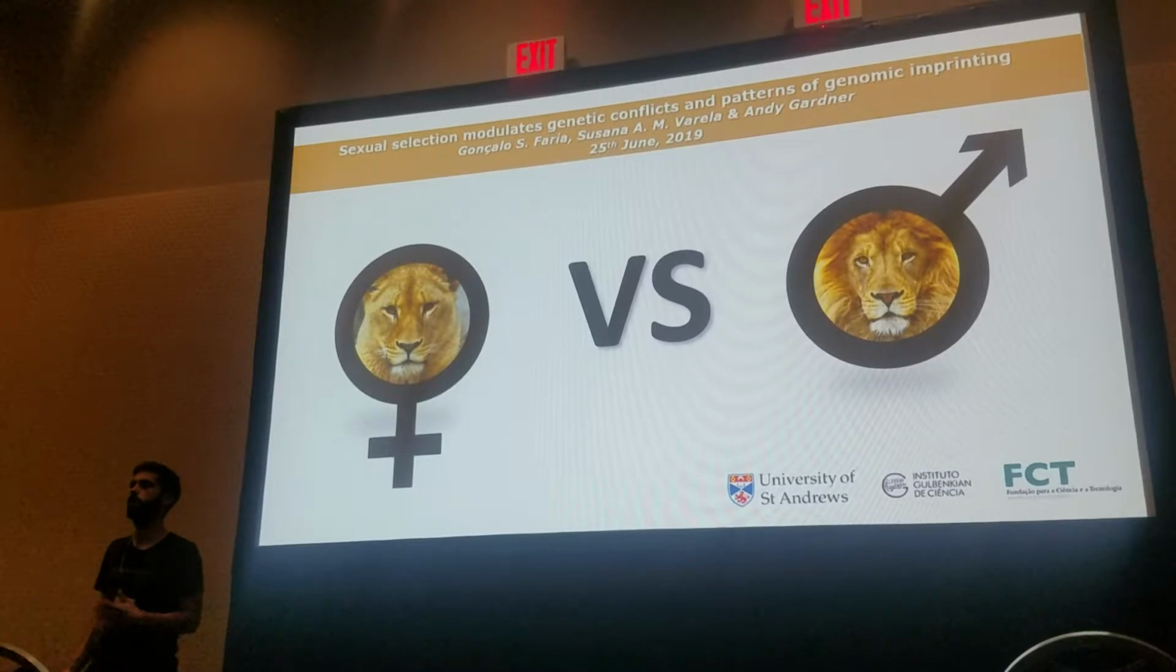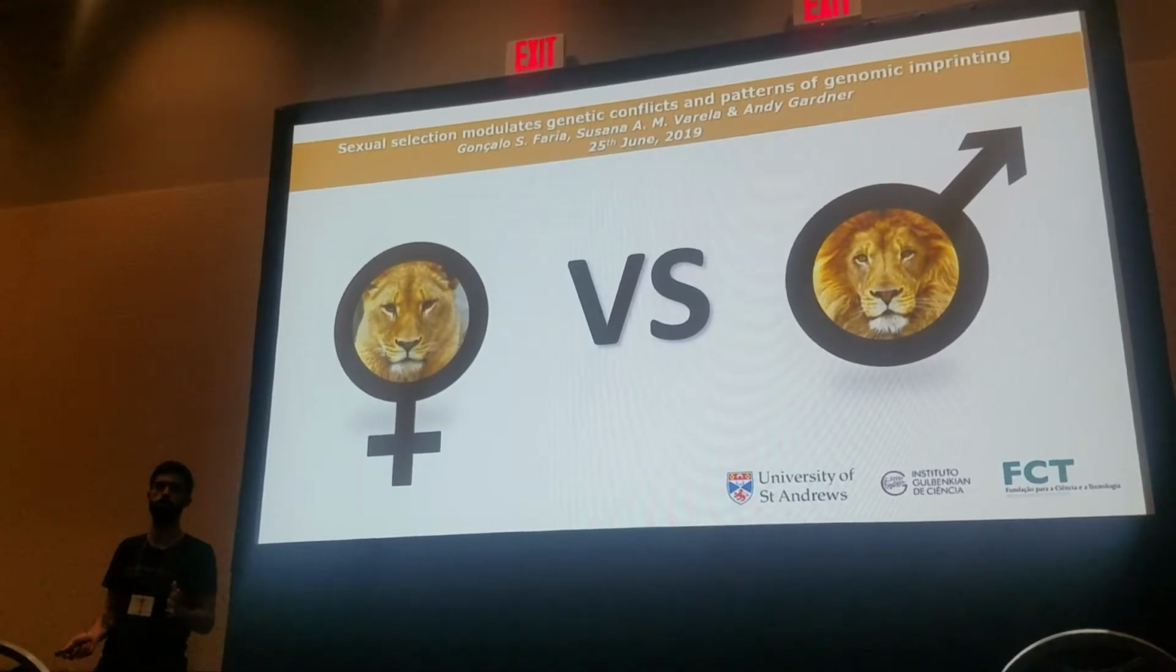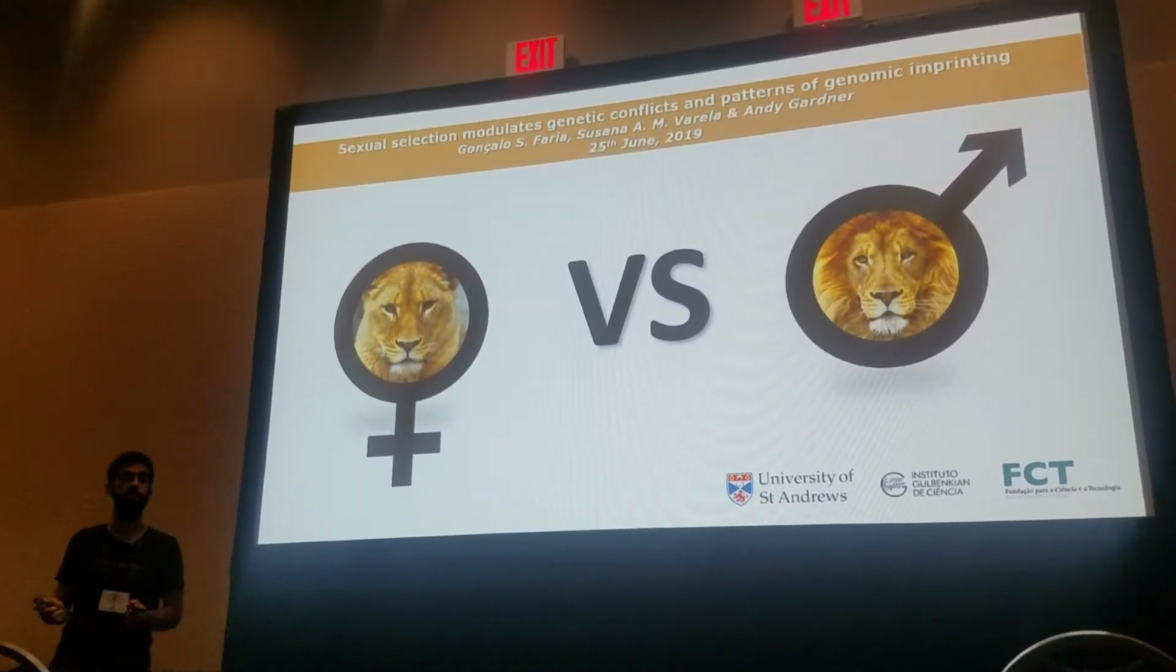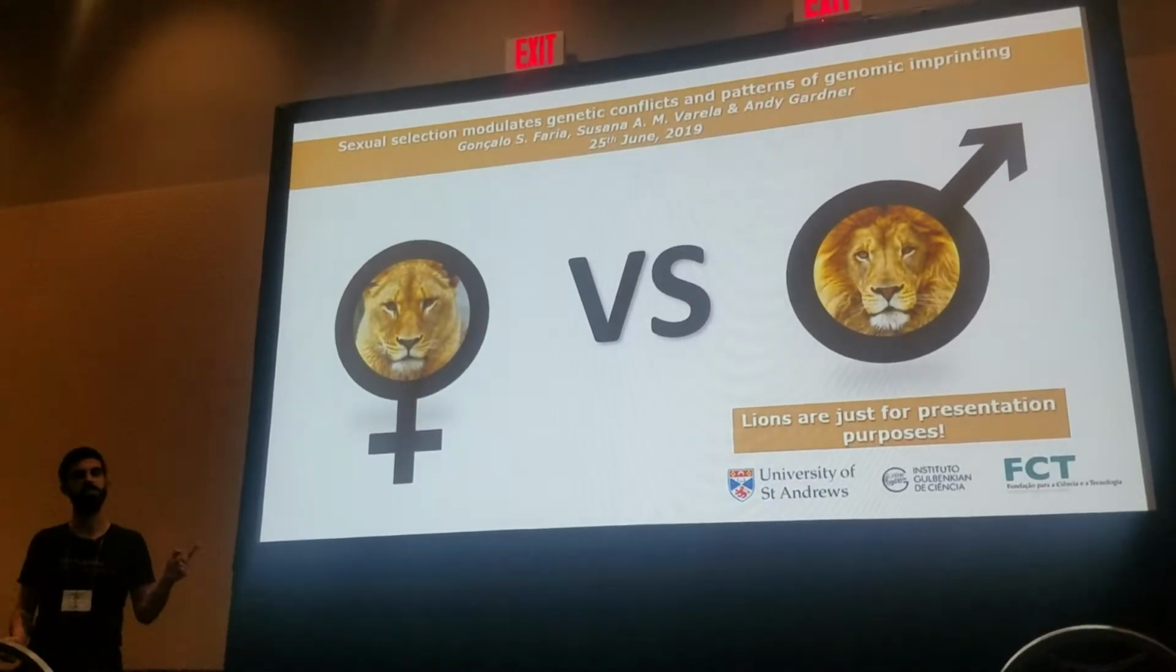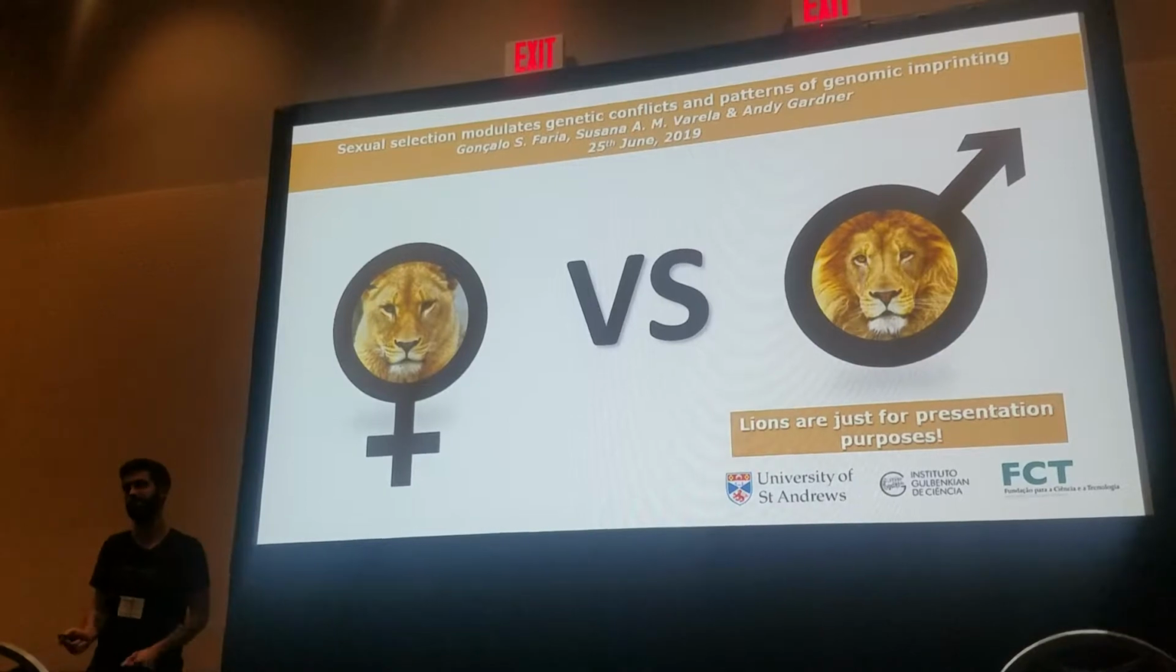And in this project, I was analyzing the potential for genomic imprinting to evolve in sexually selected traits. So you will see a lot of lines during this presentation, but this is only for presentation purposes.